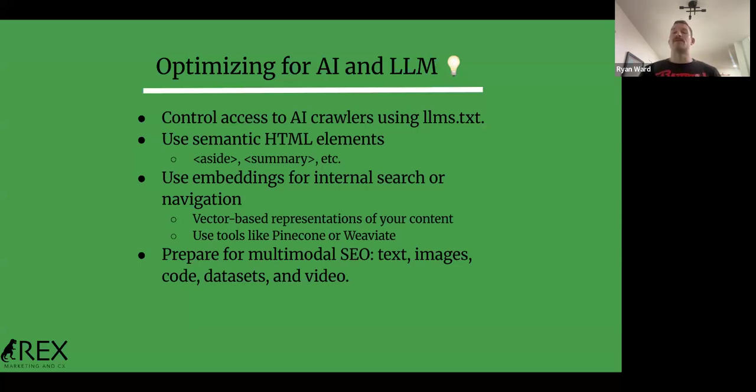I mentioned this earlier, but use semantic HTML elements. Some examples here are aside tags and summary tags. These tags are being used by AI to better understand your content on your website. If you've done any sort of HTML, maybe you've potentially never heard of these before. These are a bit more technical in nature, and they're beyond just having an H1 heading or what have you.